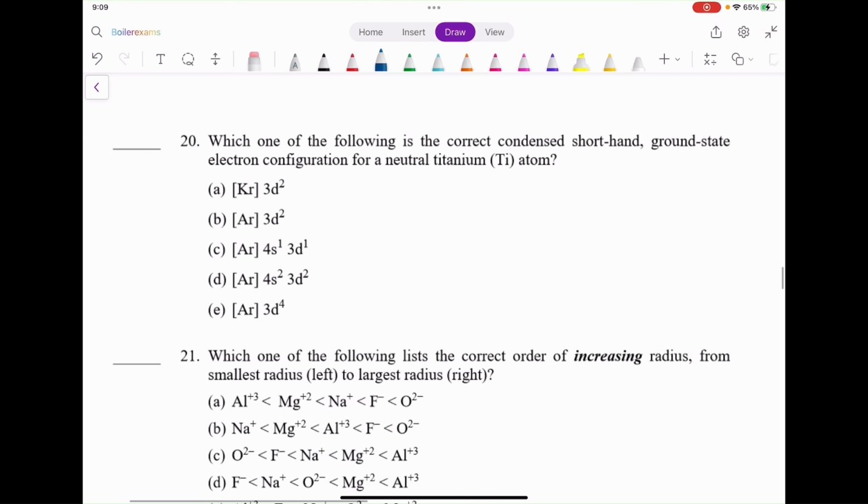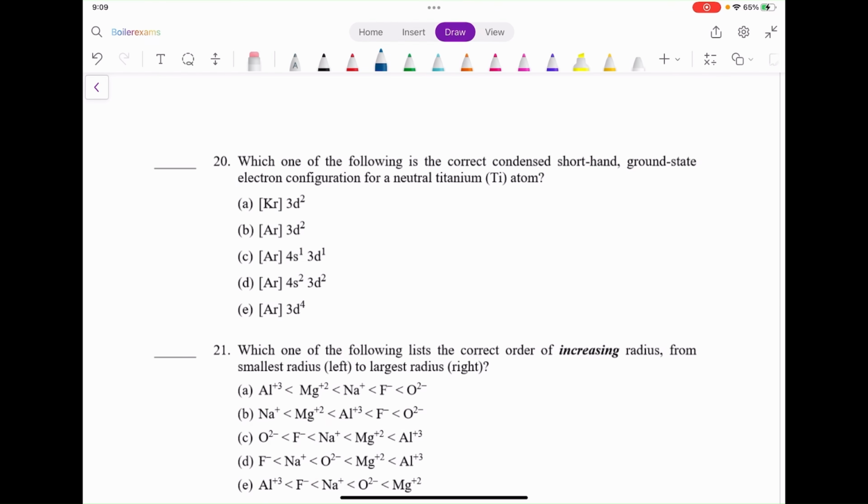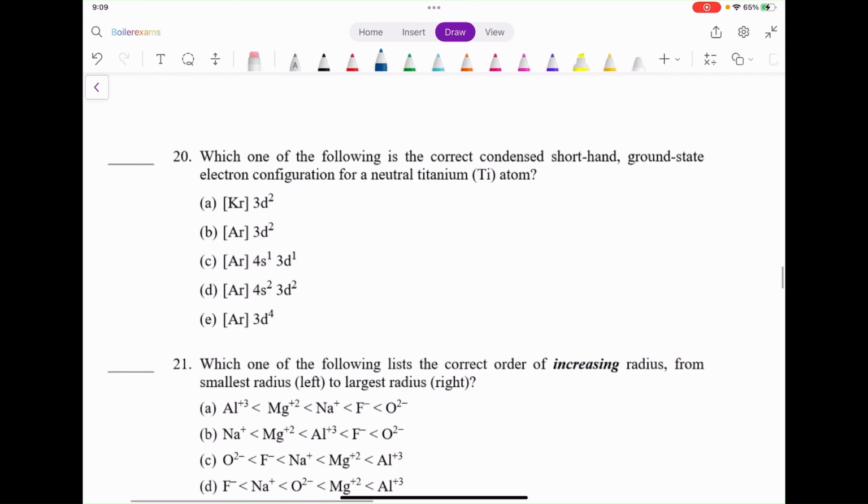20. Which one of the following is the correct shorthand condensed ground state electron configuration for a neutral titanium atom? Okay, I'm going to stop scrolling to the periodic table, and I think you should just open it up on another page or something. But when you look at titanium, let me write the full, oh my goodness.